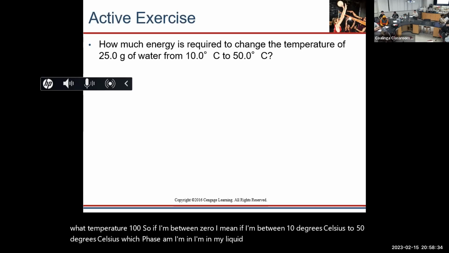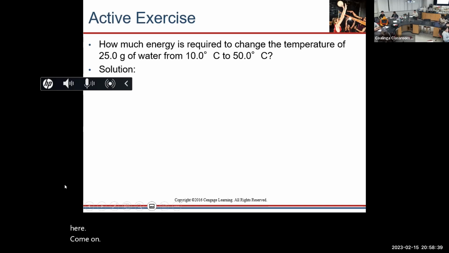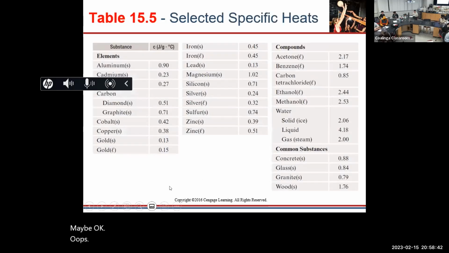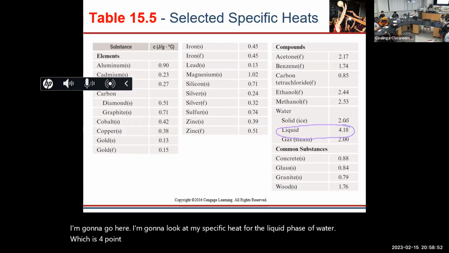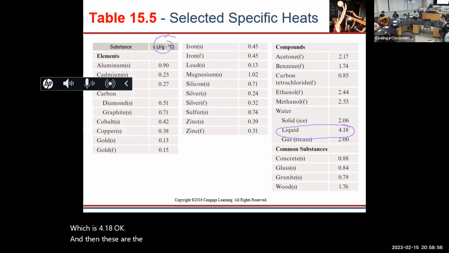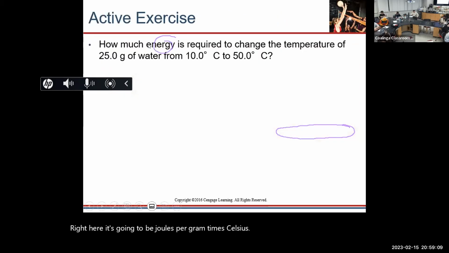So in this case, I'm going to go here. I'm going to look at my specific heat for the liquid phase of water, which is 4.18. Okay. And then these are the units right here. It's going to be joules per gram times Celsius.